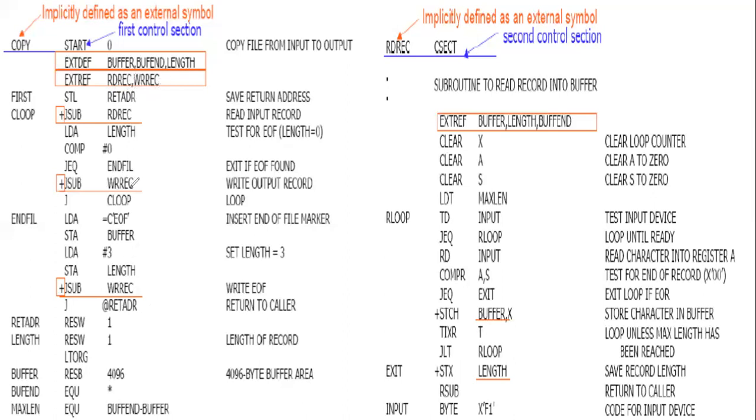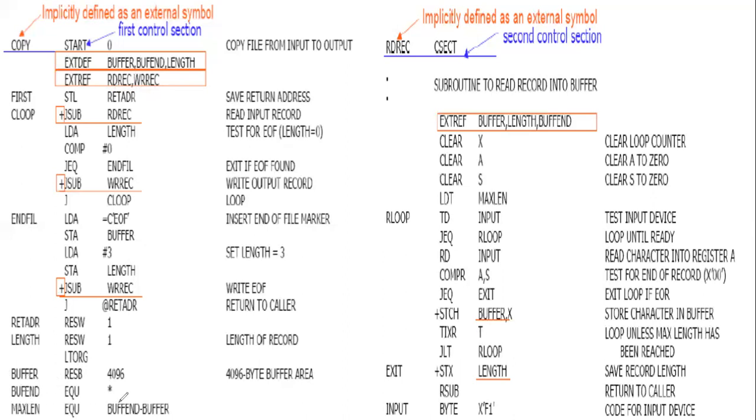See here, write record we are having. We don't know what it is. Here also we are using. We don't know what it is. But observe it very carefully. What is buffer? Buffer means we are reserving 4096 bytes exactly. So here the address should be specified, but in this image it is not visible exactly.